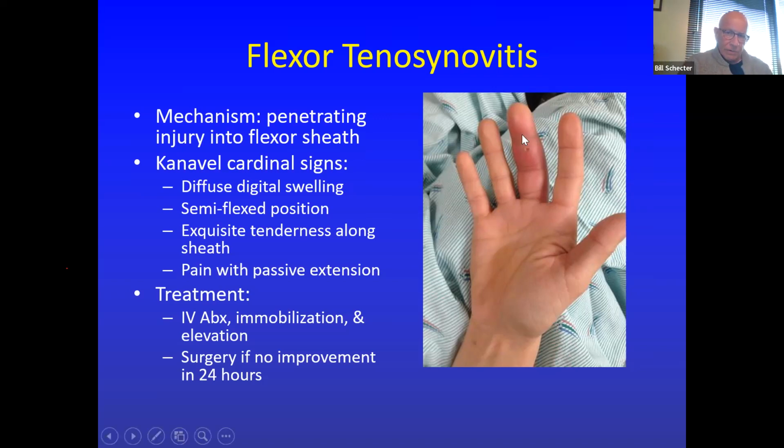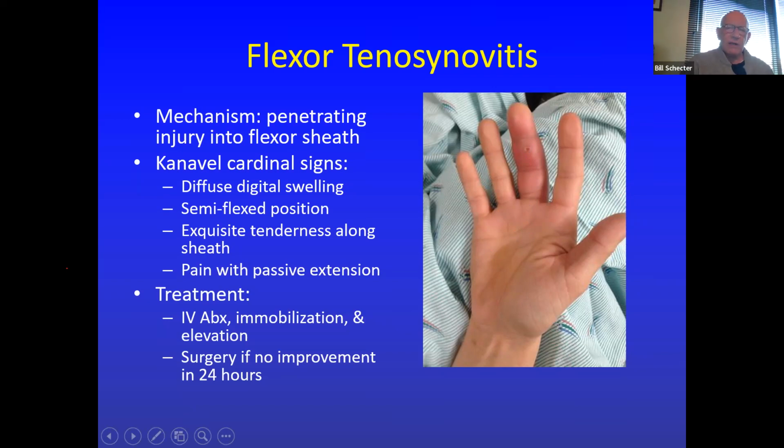Then the next thing is, if you palpate gently along the flexor sheath, it's going to have pain. And then a lot of times, the pus will extend down into the palm. So you'll even have pain over the beginning of the flexor sheath in the distal palm. And then there's pain with passive extension.